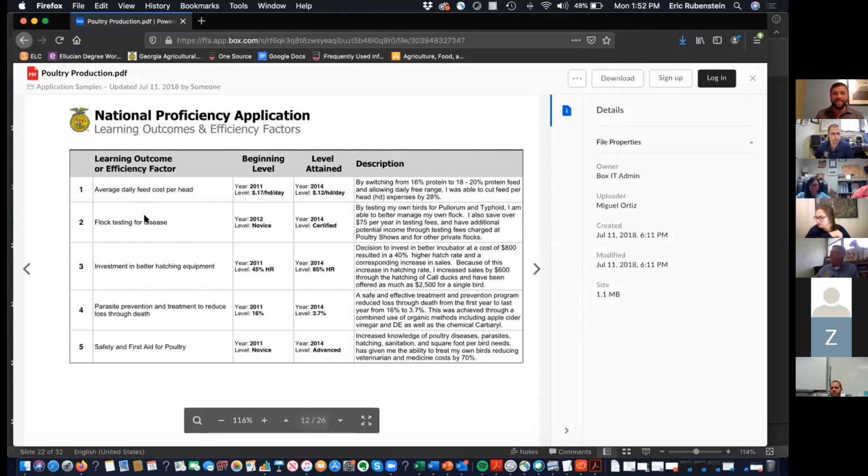So in this one, a perfect example is, you look over here, they're saying that they were able to save over $75 per year in testing fees. That's where that should have come in. That's where they should have been calculating how much money they saved, not whether or not they were novice or certified. Because again, we can see value, and we can see the numeric value as to how much that cost went down. So per animal, how much did it change in the cost? Did they save in that process? Did they become more efficient in it? Yeah.